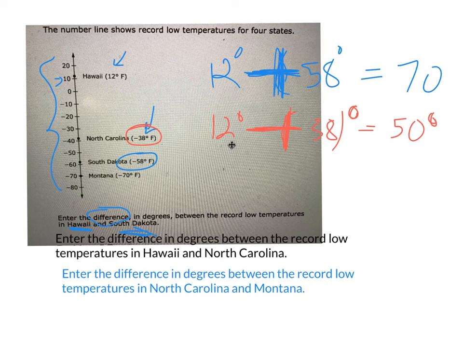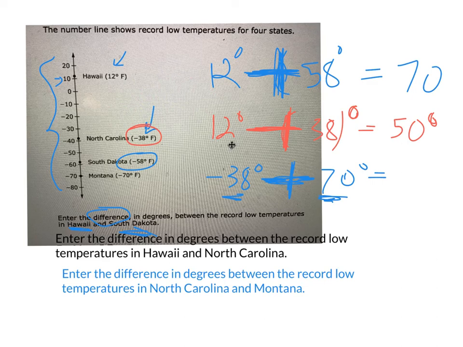Okay, so we're going to do one more. Enter the difference in degrees between the record low temperatures in North Carolina, which is negative 38 degrees, and difference means subtraction. We're going to find the difference between that and Montana, which is at negative 70 degrees. So again, we have the neighbor rule, but this time you have a negative 38 and a positive 70. It does turn into addition, of course.